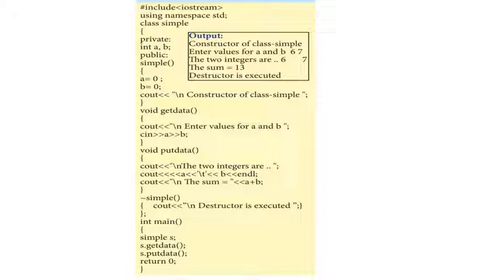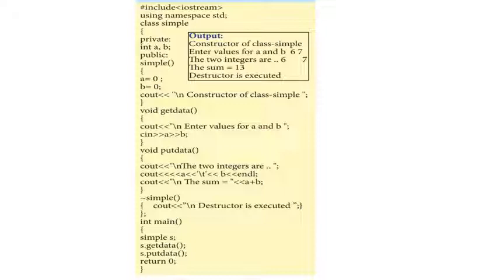Next, from the int main function, s.putData() is called. So now the control will move to void putData function. In that cout statement, the two integers are is given. So that line will be printed. Then a value as 6 and b value as 7 will be printed.